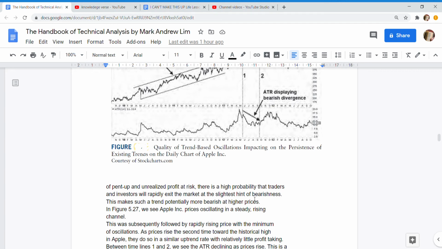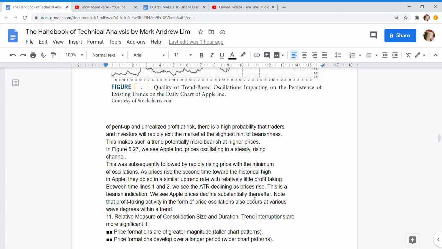In Figure 5.27, we see Apple Inc. prices oscillating in a steady, rising channel. This was subsequently followed by rapidly rising prices with a minimum of oscillations as prices rose the second time toward the historical high, in a similar uptrend rate with relatively little profit taking. Between timelines 1 and 2, we see the ATR declining as prices rise. This is a bearish indication. We see Apple prices decline substantially thereafter.